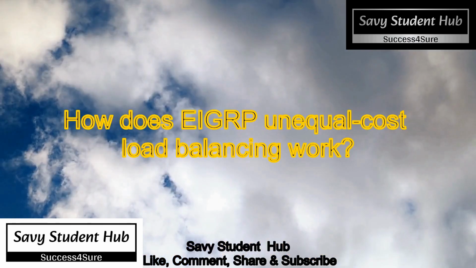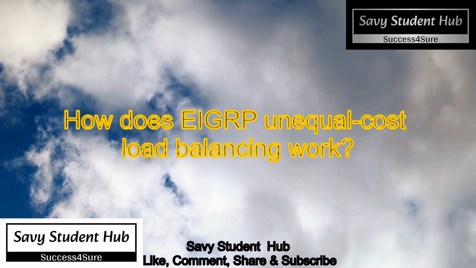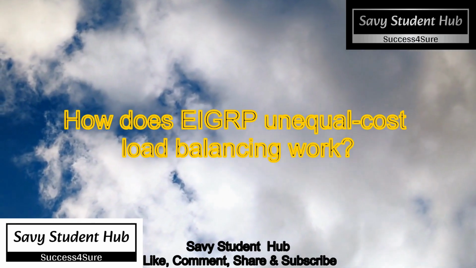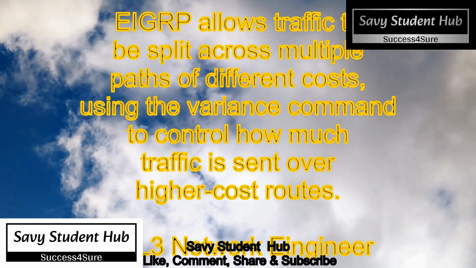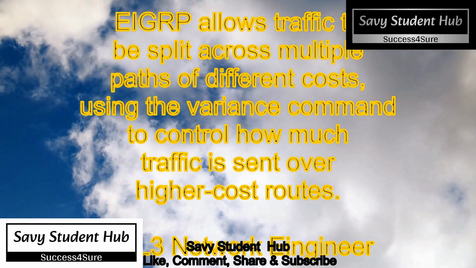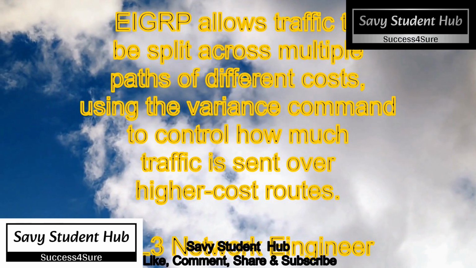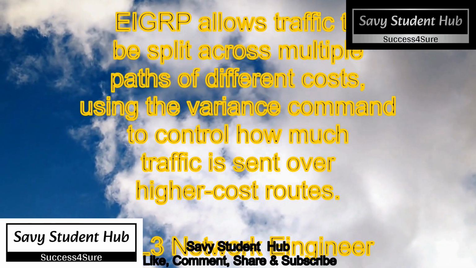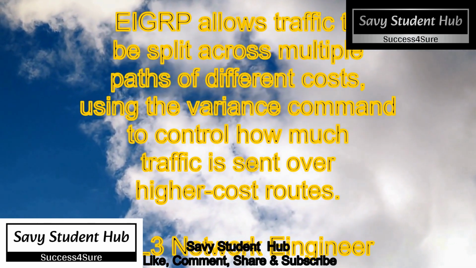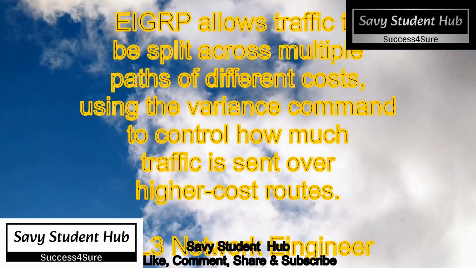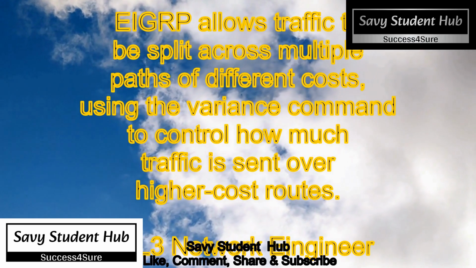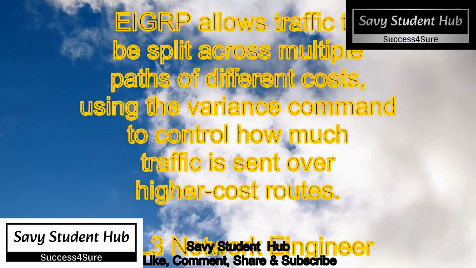How does EIGRP unequal cost load balancing work? EIGRP allows traffic to be split across multiple paths at different costs, using the variance command to control how much traffic is sent over higher cost routes.